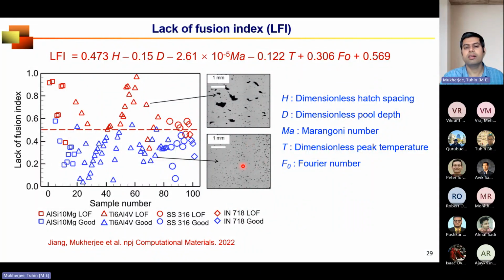The small dots are gas porosities, but not lack of fusion defect. So this can give you an idea of how you can use the fundamental understanding. Where you do not have fundamental understanding, you take leverage of that and combine it with machine learning and come up with some quantitative index that can very easily delineate between cases where you are suspecting defects and cases where you do not have defects.